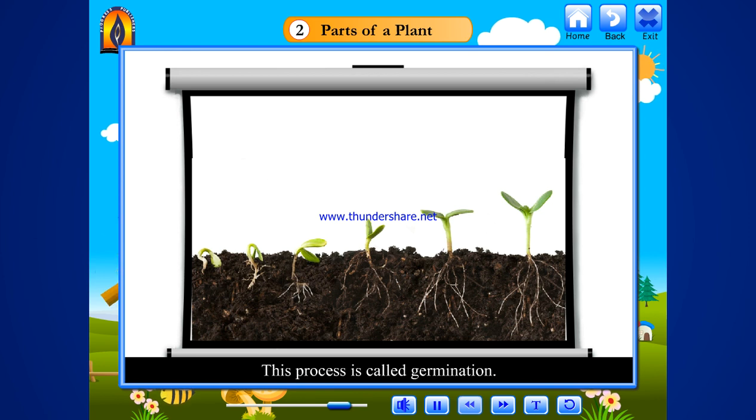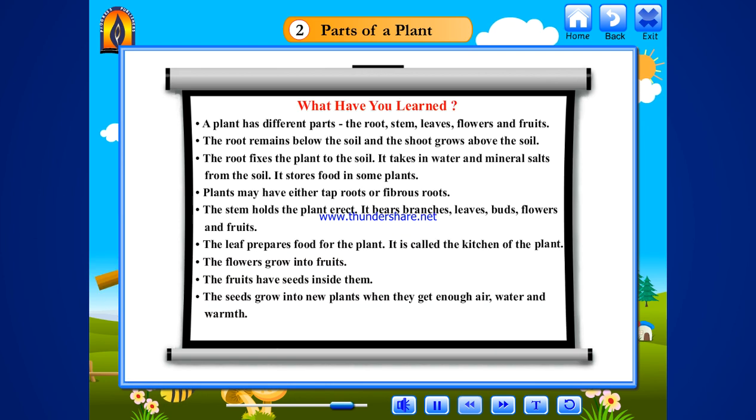This process is called germination. To grow, seeds need the right amount of air, water, and warmth. Thus, seeds make the reproduction of plants possible. Growth of a seed into a plant.